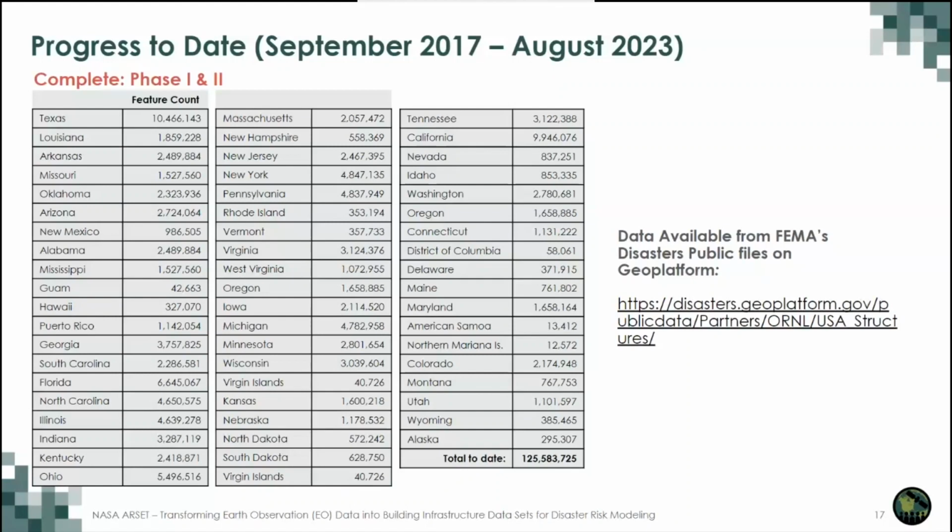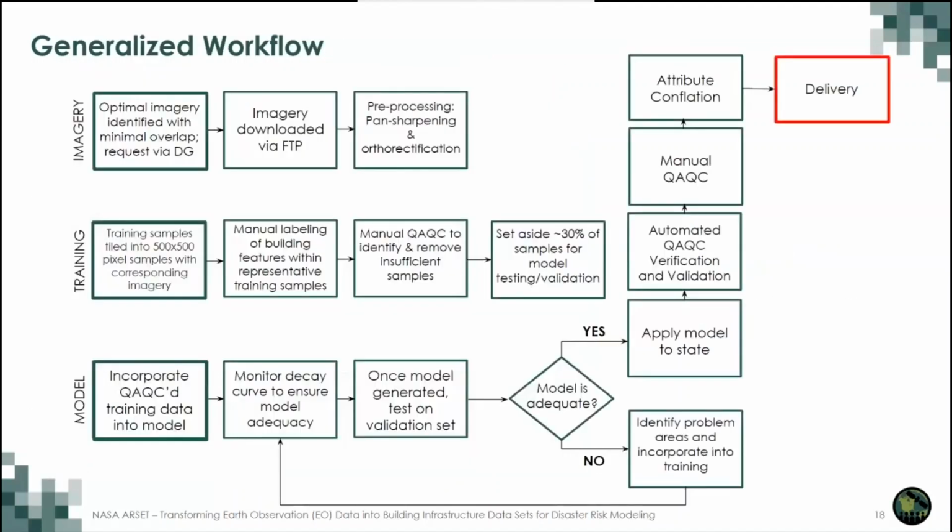So you can see here, these are our total feature counts for each data set that we produce. Over 125 million building detections. And if you want to look at this data or use this data, it is available on FEMA's Geospatial Disaster Platform, accessible by that link on the right.